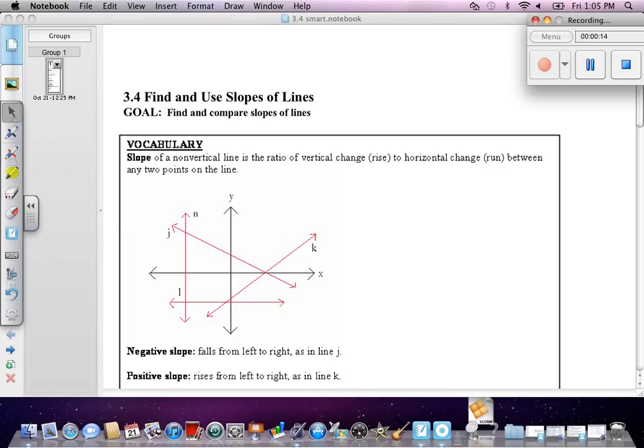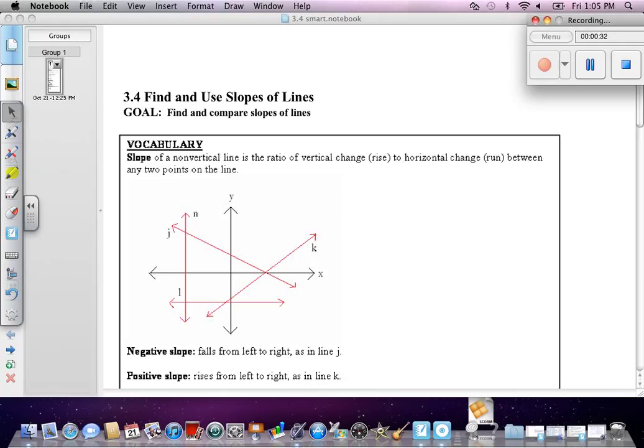Negative slope falls from left to right, such as line J. Positive slope rises from the left towards the right, such as line K. A zero slope is a horizontal line, such as line L. And a vertical line, such as line N, runs up and down.